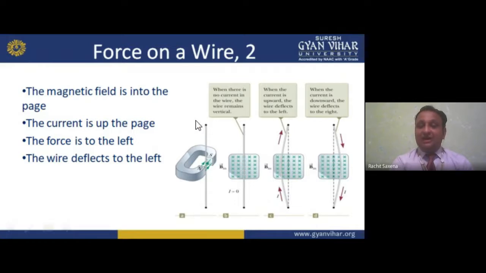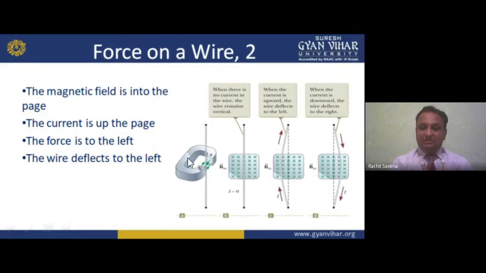Now I'm taking the magnetic field into the page. Similar things we can find from the previous case, but now I'm taking the example that the magnetic field is into the page. Then the current is up the page. If the current is up the page, the force is to the left. The page is there, the current is moving like this upward, and it is forced to the left. Now the wire deflects to the left.